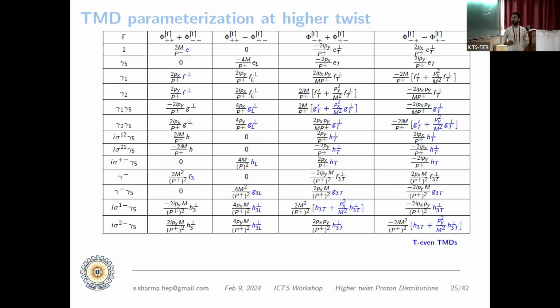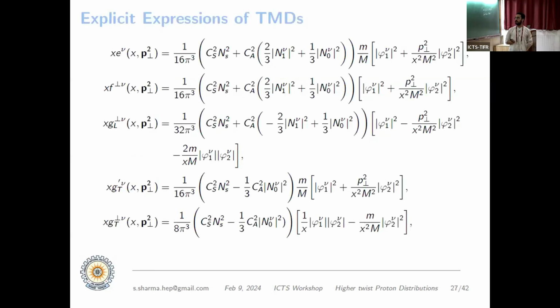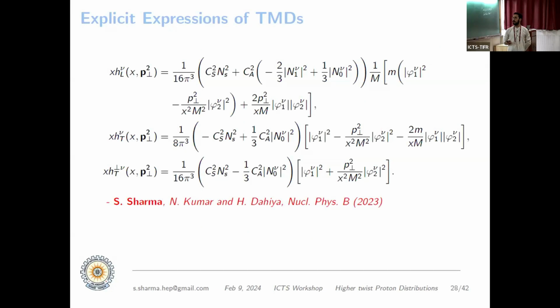In the first column, we have different Dirac matrix structures, and the different columns correspond to different combinations of hadron helicities and quark helicities taken in the quark-quark correlator. The blue ones are the T-even TMDs, and we have solved those TMD equations. Coming to the results discussion, when we solved these parameterization equations and the correlator, we got the explicit expressions of the TMDs. These are the equations for e, f-perp, g-L-perp, g-T-prime, g-T-perp, and h-L, h-S-T, and h-S-T-perp for all T-even TMDs.